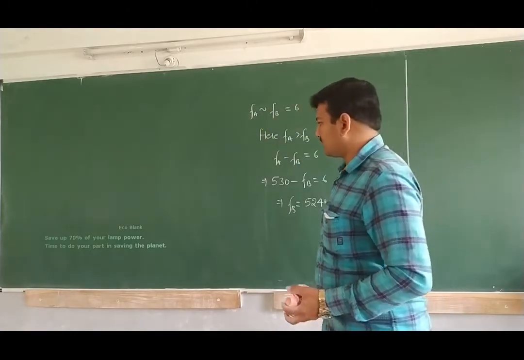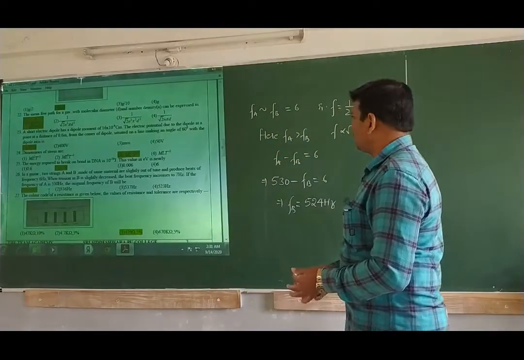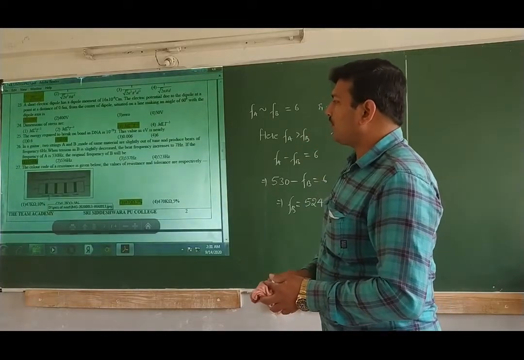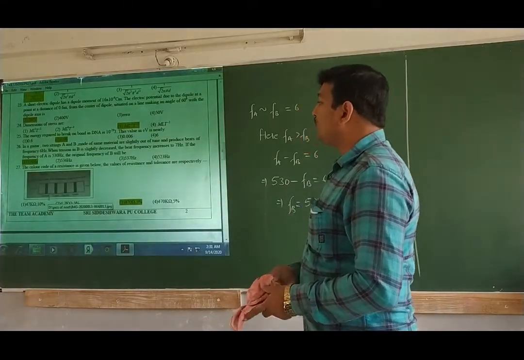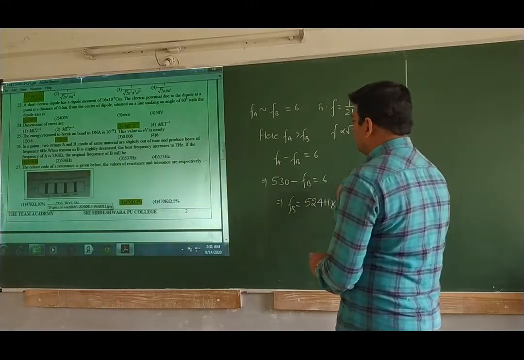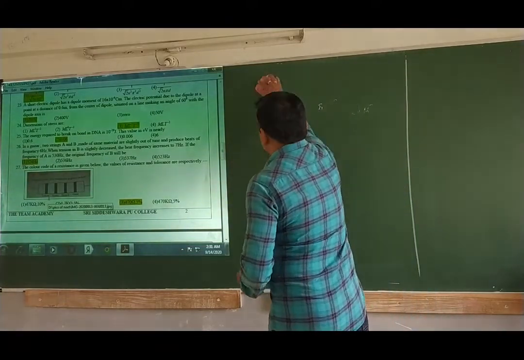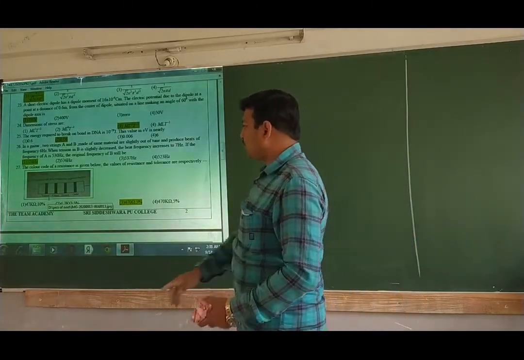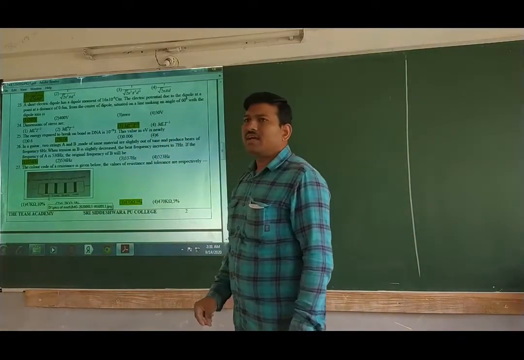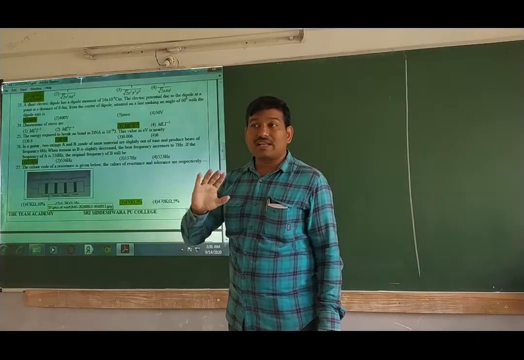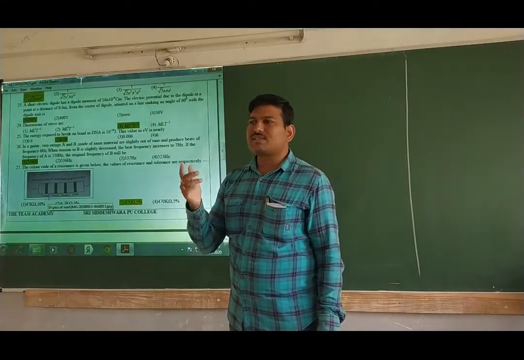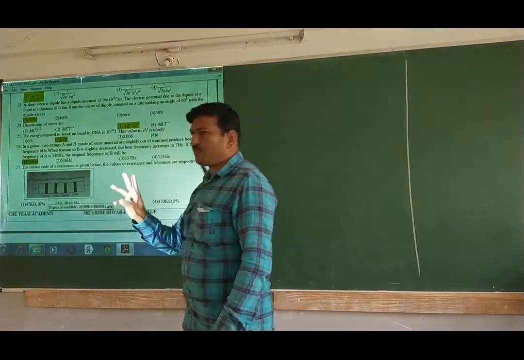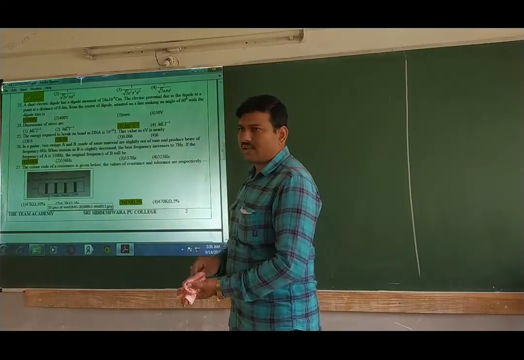Okay, next question. The color code of a resistance is given below. The value of resistance and tolerance are respectively. So first go with the tolerance. What is the fourth band of the resistor here? Fourth band is gold. Gold means the tolerance is 5%. Silver is 10%, gold is 5%. So here 5%, 5%, 5%. Three options are there. So I have to go with another calculation here.